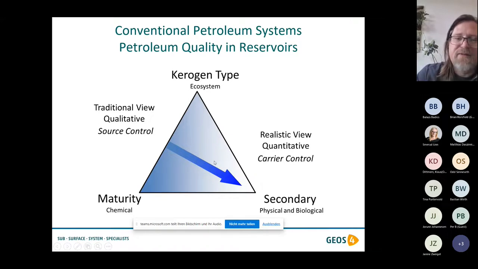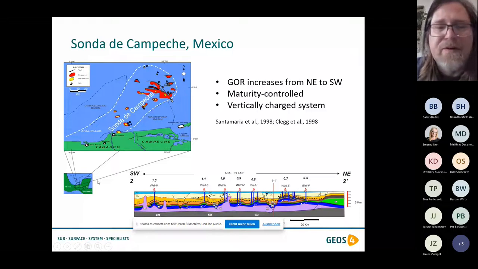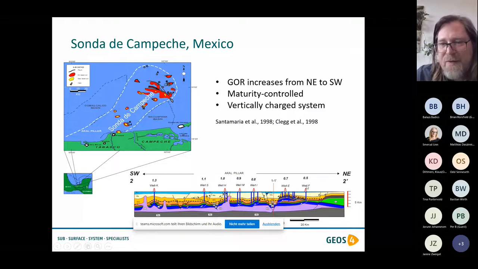And for instance, a very nice, good example, nicely controlled by maturity, is the Zona de Campeche, Mexico, offshore Mexico and the southern Gulf of Mexico, that contains a series of fields vertically charged by the Upper Jurassic source rock, here shown in blue in this northeast southwest trending profile. So we see a complex structural setting, but note the wells and the noted source rock maturities, which increase from 0.5 to 1.3% vitrinite reflectance.